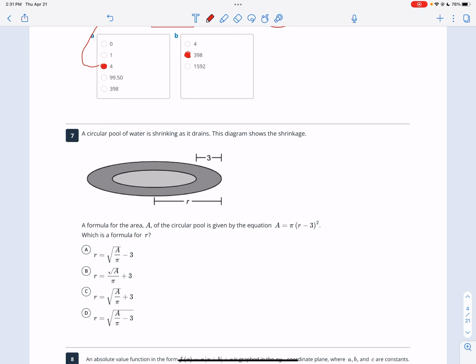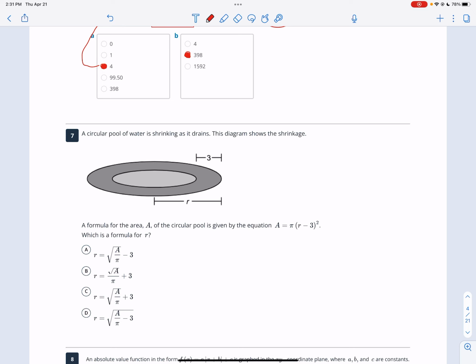So this is an example of literal equations, which are equations that have more than one variable and they never get just numbers plugged in. So we have it solved for A right now, and we want to solve for r.